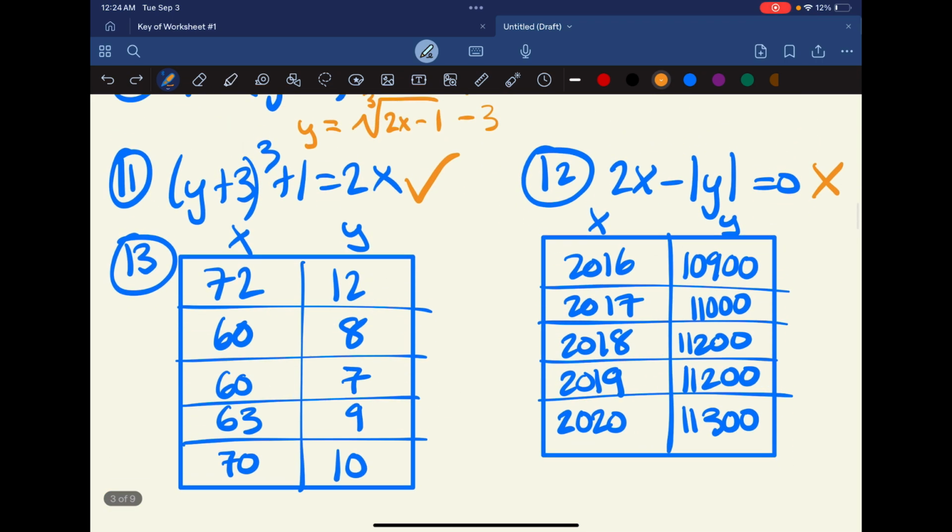And then we've also got tables. So the rule of thumb is you can't have repeat x values in your table. So, for example, here we've got 60 twice, and it's got a different y value, right? It's got 8 here, and it's got 7 here.